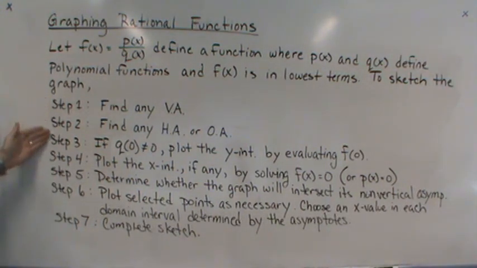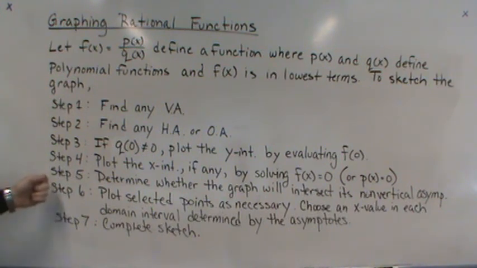Again, just to recap the first 4: we want to find any vertical asymptotes, find any horizontal or oblique asymptotes, and if there's a y-intercept, we want to plot it, and we want to find any x-intercepts. And if they exist, we want to plot those as well.